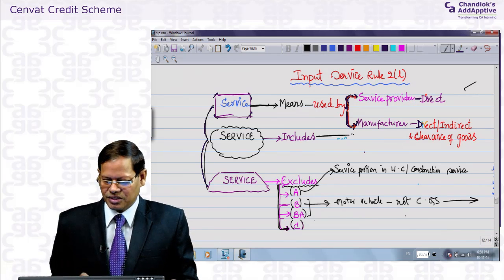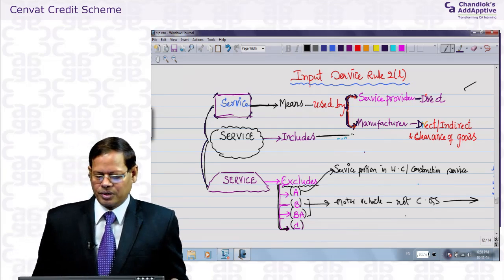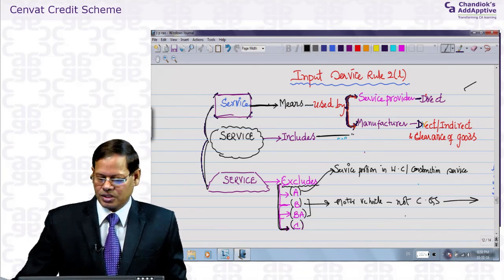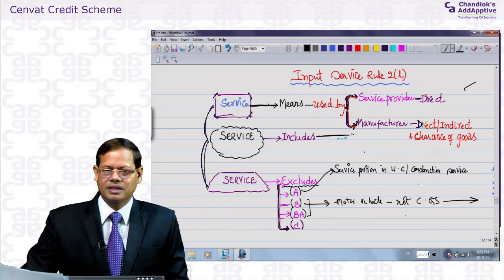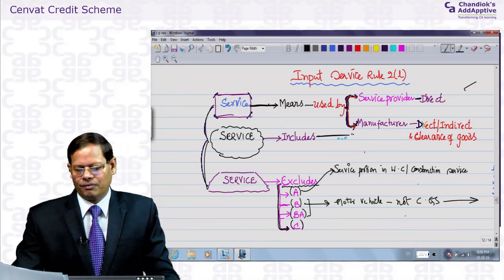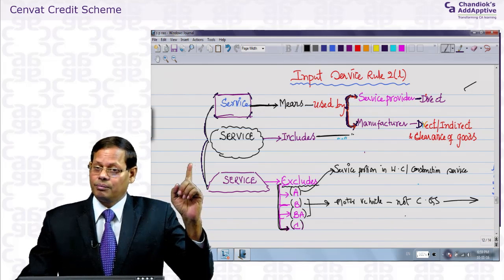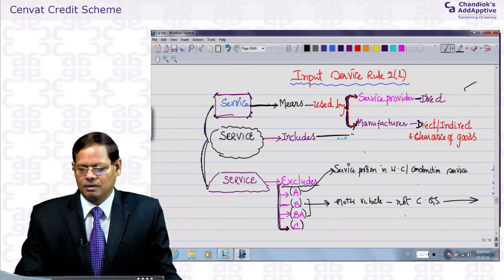And C, very interesting, such as those provided in relation to outdoor catering, there is a list. Outdoor catering, beauty treatment, or you can say health services, or cosmetic and plastic surgery, and also membership of a club, health and fitness center, life insurance, health insurance and travel benefits extended to employees on vacation, such as leave or home travel concession, when such services are used primarily for personal use or for consumption of an employee.